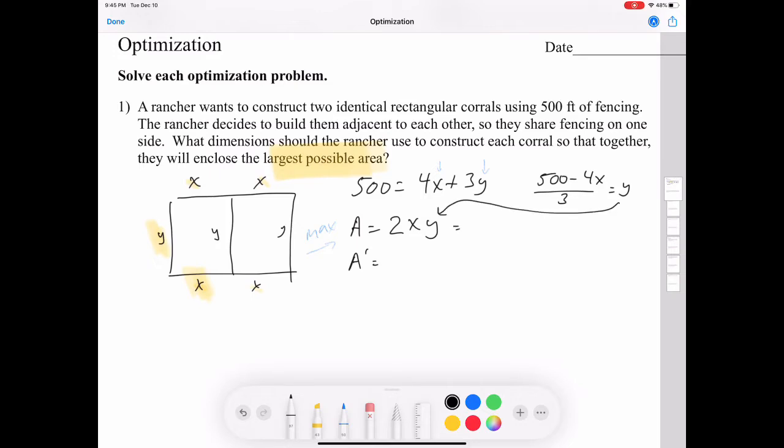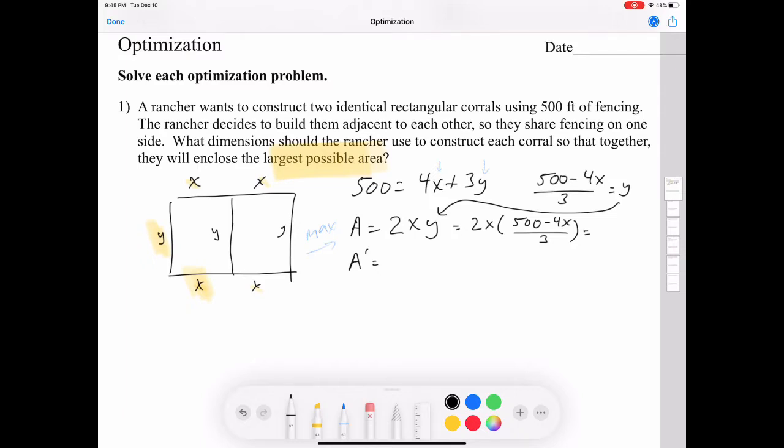So 2x times (500 minus 4x) over 3. That's us finding the area with only one variable, x, now. Okay, so we could take the derivative as it is. If not, you can simplify. If you want, you can simplify it. I don't think it hurts us to simplify, make it maybe a little bit easier.